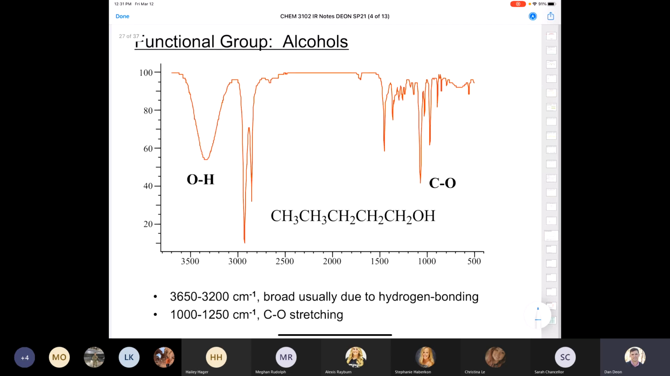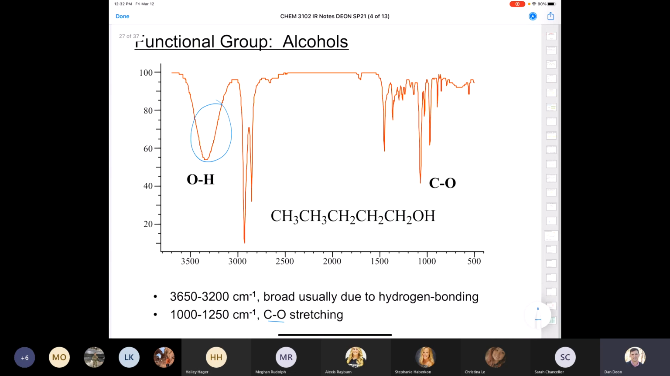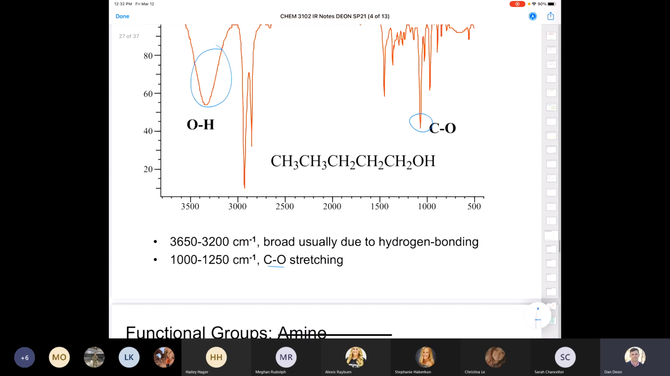Alcohols, usually my students are very quick to recognize alcohols. We have broad oxygen-hydrogen stretching between 3200 and 3600 reciprocal centimeters. We also have the carbon-oxygen stretch that occurs between the carbon and this oxygen from the alcohol, which comes out between 1000 and 1250 reciprocal centimeters, so an alcohol.